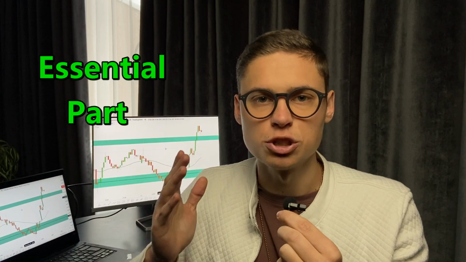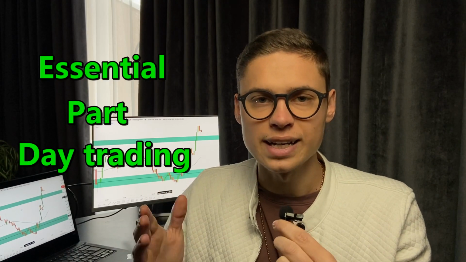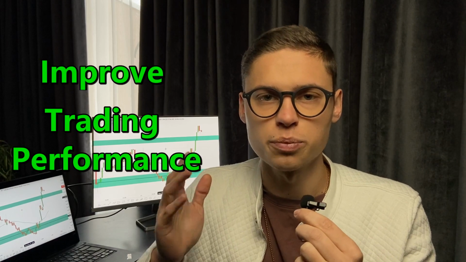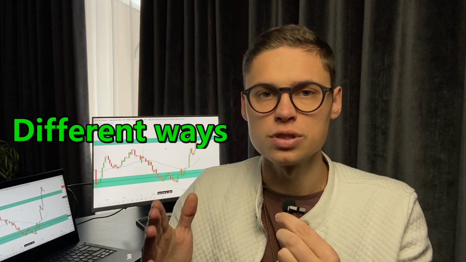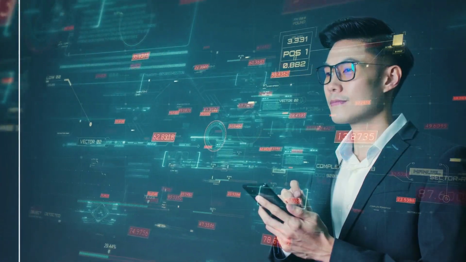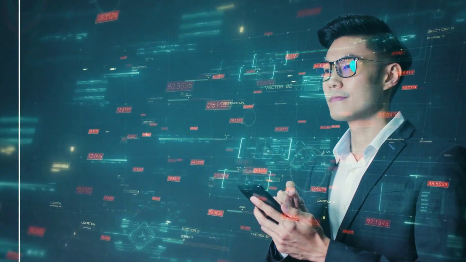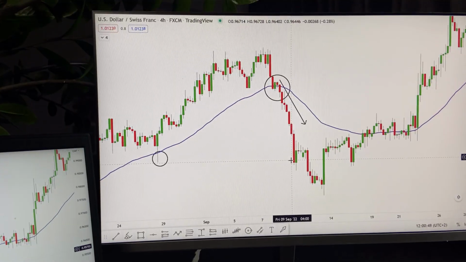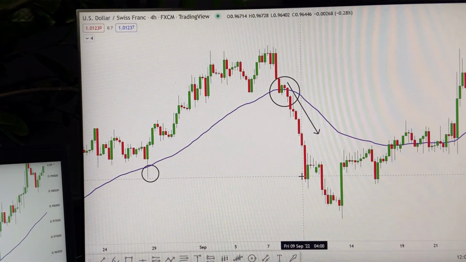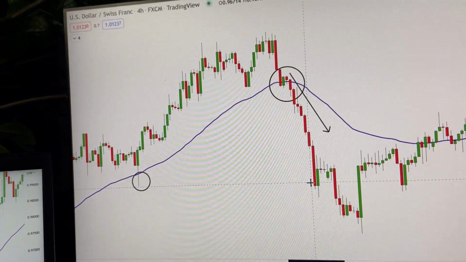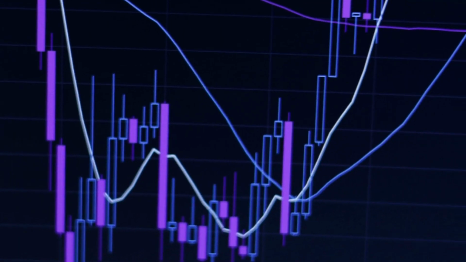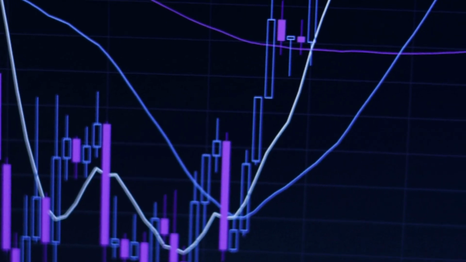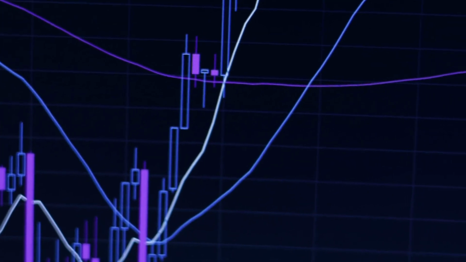Indicators are an essential part of day trading. It can dramatically improve your trading performance. There is no one best indicator, they all have different purposes and they are used in different ways. For simplicity, trading indicators are often divided into different categories based on their function. These include oscillators, volatility, support and resistance, trend following, leading, and many more. They are used in different ways by day traders to improve decision making.